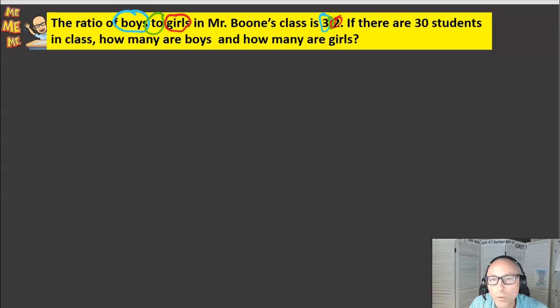But we have a total of, see, if we had 3 boys, and this fraction form comes in so handy to help us figure this problem out, because it's not a fraction, but ratios behave like fractions. We use that to our advantage.